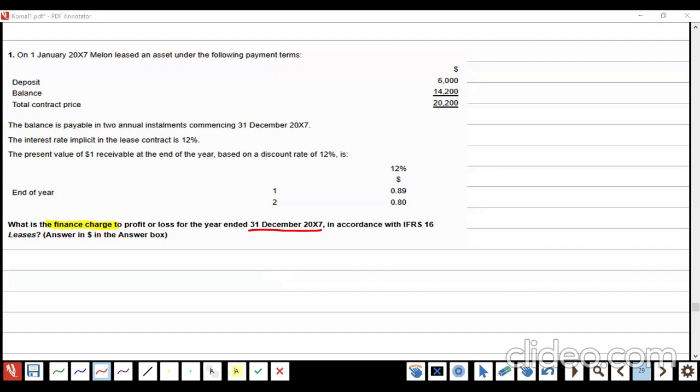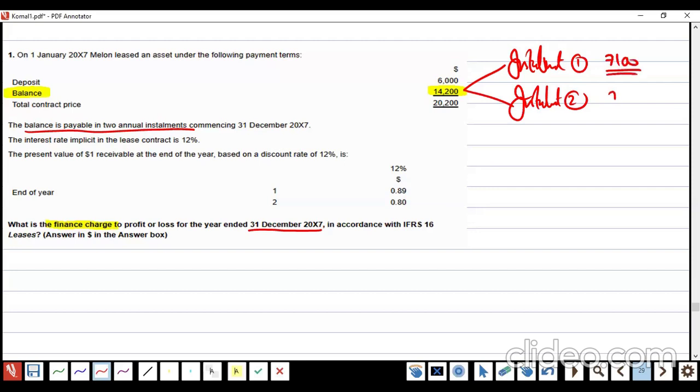The total lease amount is how much? 20,200. Okay. The balance payment is payable in how many installments? 2. This is the balance payment. So it's going to be paid in 2 installments. Installment 1, installment 2. Can you divide it by 2 and tell me the amount? Yeah, 7,100. Very nice. So far, so good.